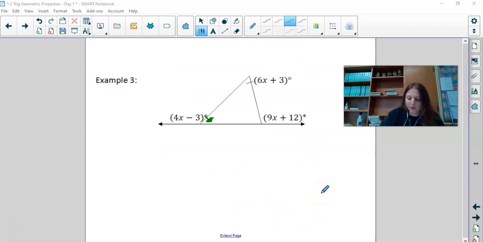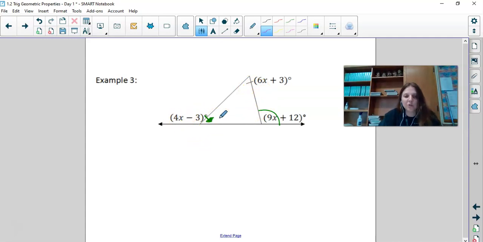Here's our last picture example. I just want to make sure you know where these angles are going. So again, copy this down. This is talking about this measurement right here, and it's 9x plus 12. This angle up at the top is 6x plus 3, the remote angle. And then this angle right here is 4x minus 3.